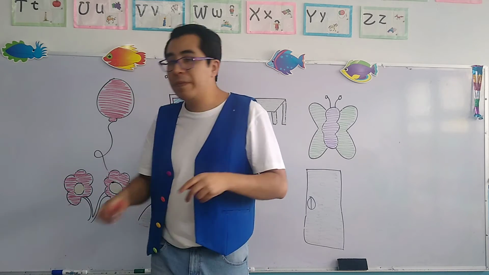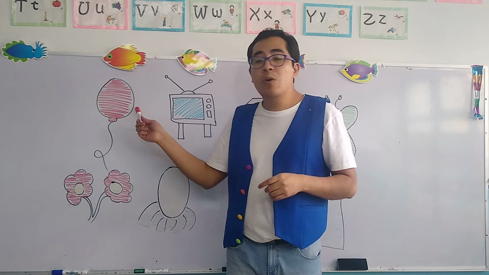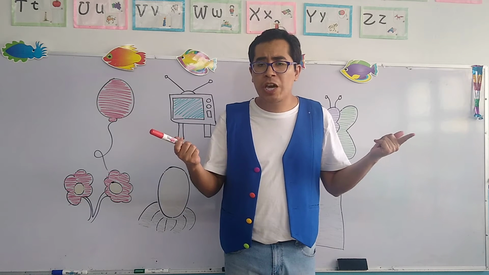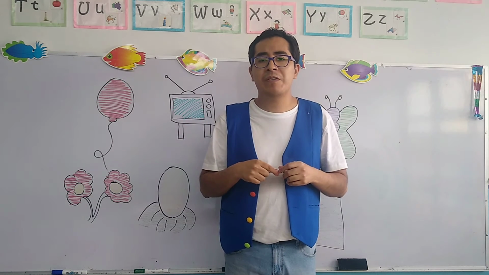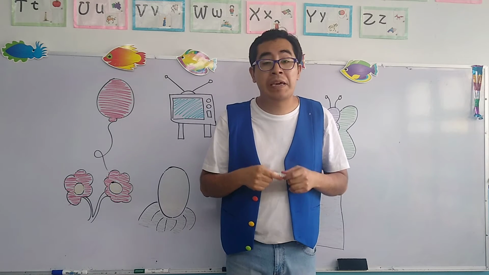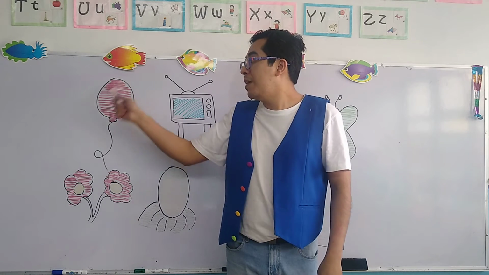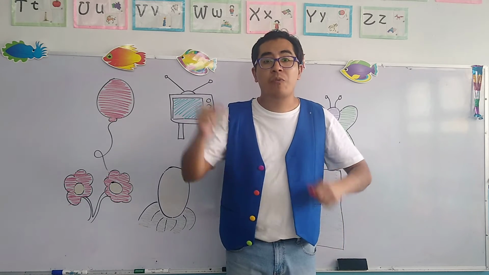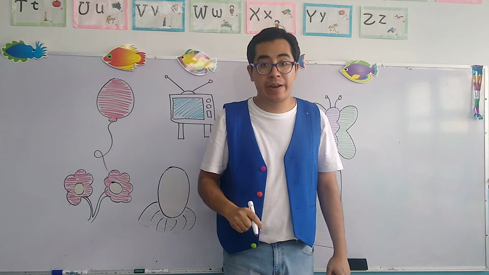For example, here, the balloon. Does it have the shape and form of a geometric shape? ¿Tiene forma de una figura geométrica? Yes, it does. The geometric shape that looks like a balloon is the oval. So, we are going to mark it with an X.